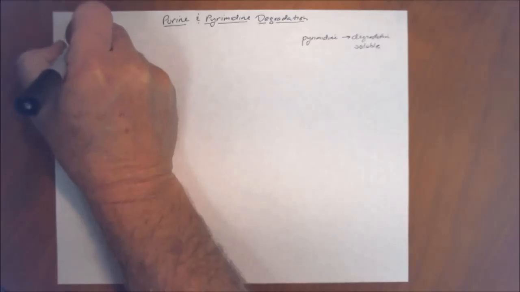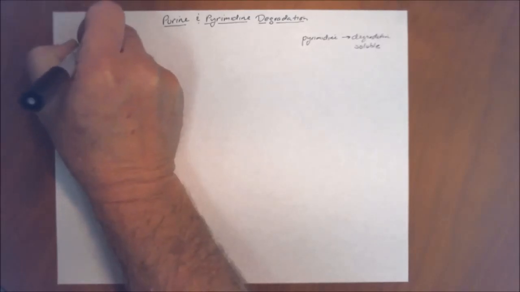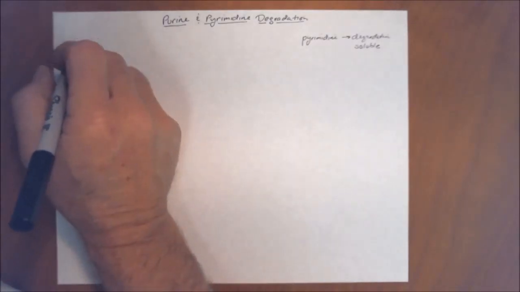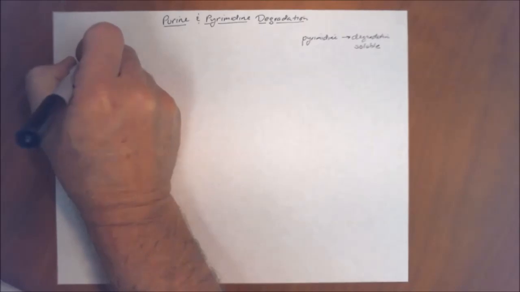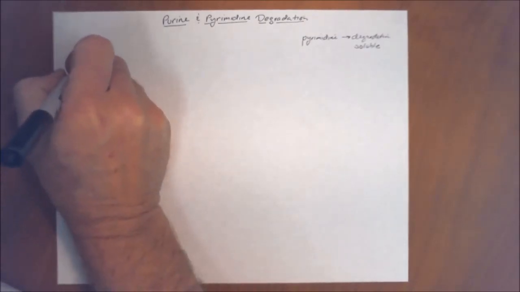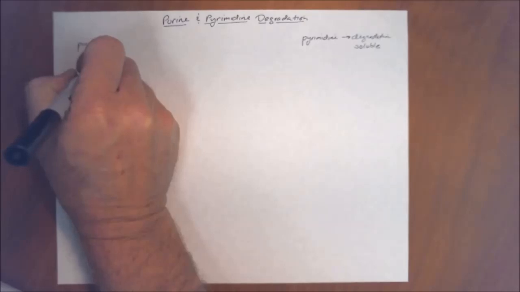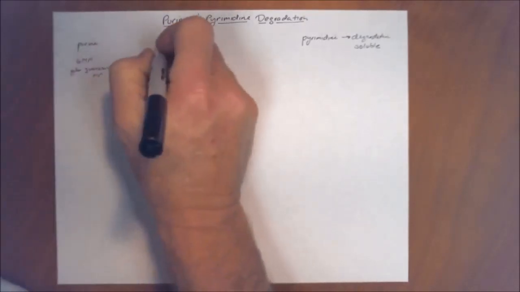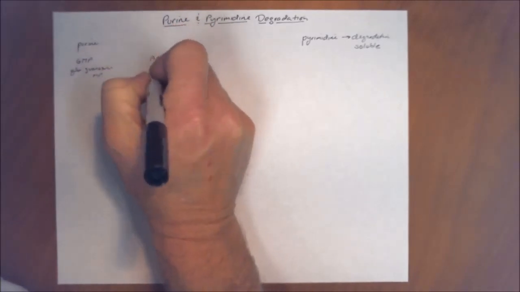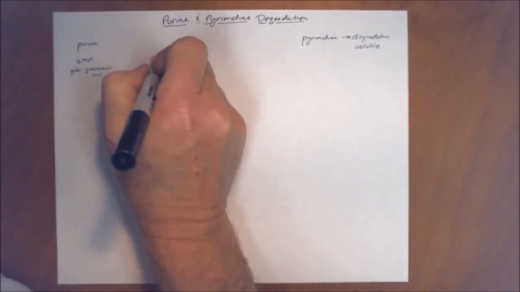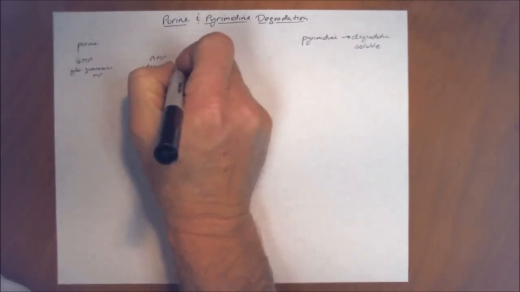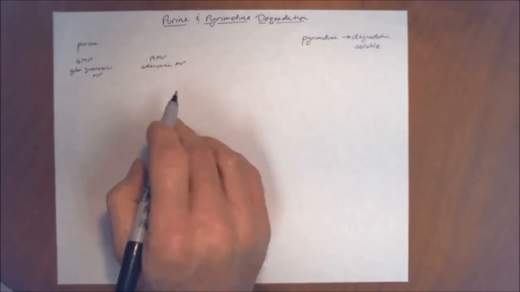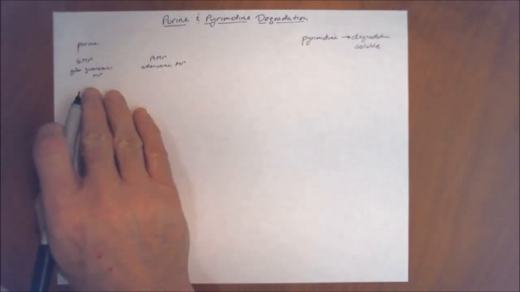Now purine degradation, on the other hand, can provide some interesting challenges. The purines, of course, are GMP for guanosine monophosphate, and AMP for adenosine monophosphate. Now there are several steps in the degradation of these molecules.